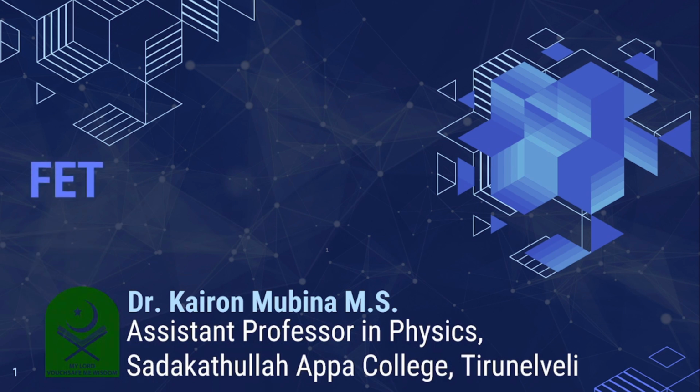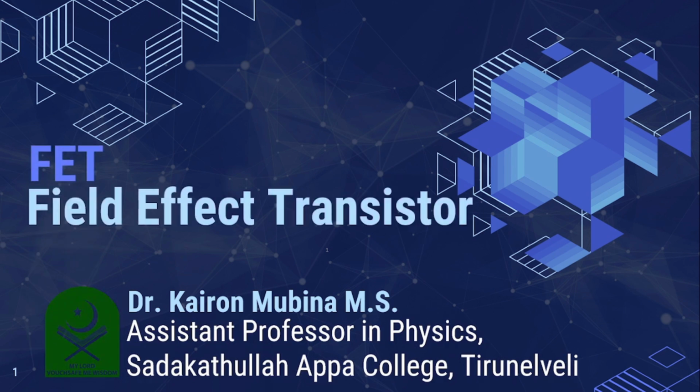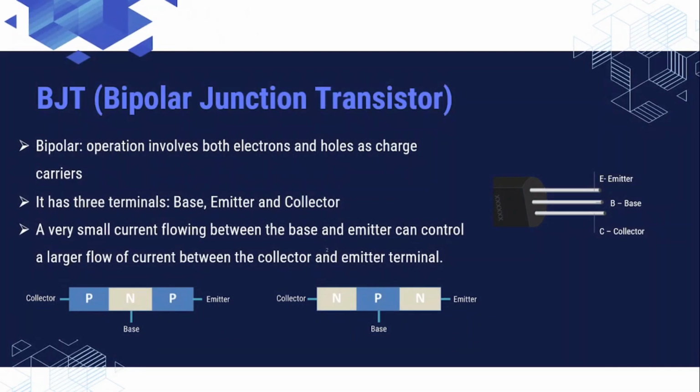Now we will discuss the FET, Field Effect Transistor. Before that, we have a short recap of BJT, that is Bipolar Junction Transistor. In our school days, we studied the basics of transistors, right? Transistors have the function of amplifying and switching electrical signals. The BJT, the bipolar junction transistor, is a three-terminal semiconductor device. It's called bipolar because its operation involves both electrons and holes as charge carriers. It has three terminals: base, emitter and collector.